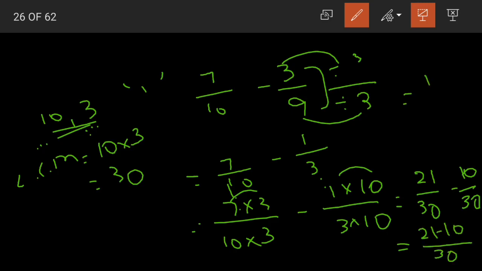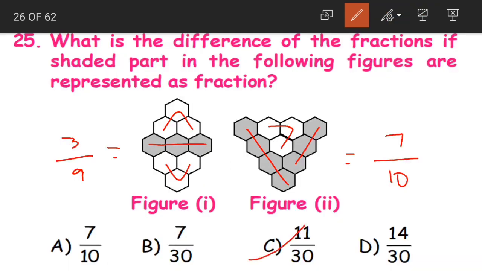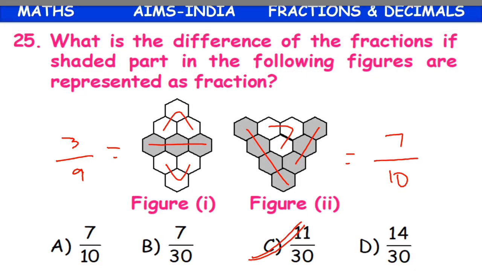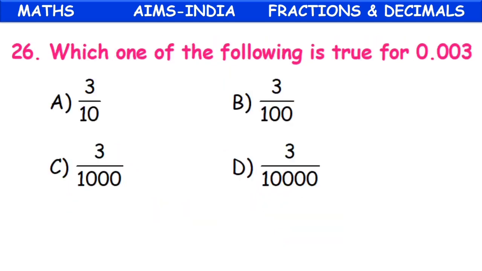21 minus 10 is 11 by 30. So 11 by 30 is our answer, that is option C. The difference of the fractions 7 by 10 minus 3 by 9 is equal to 11 by 30. Understood, children?